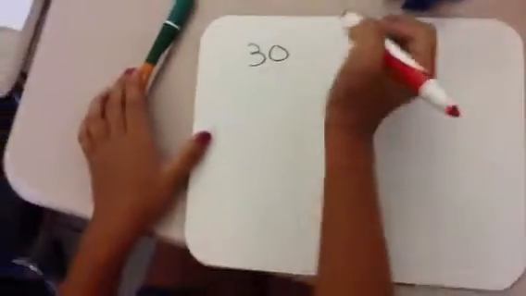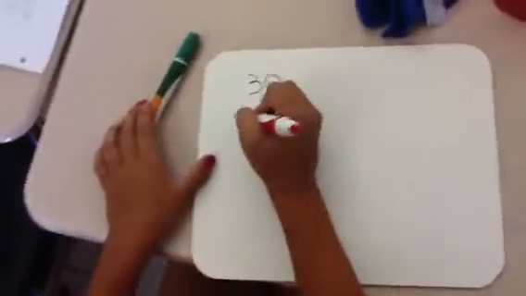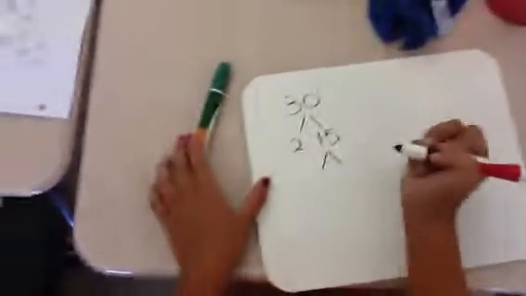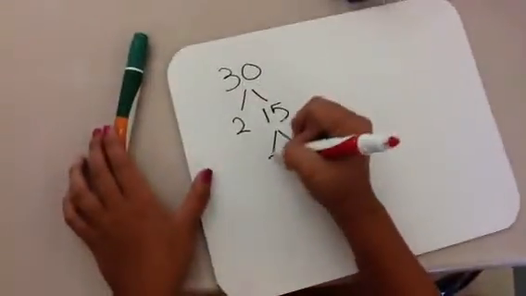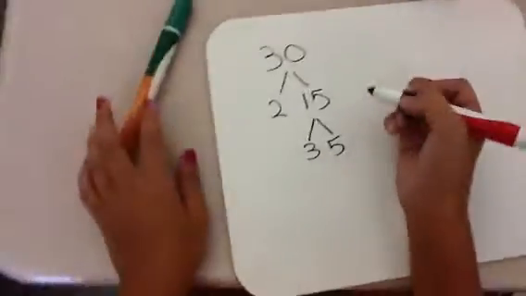Okay. So first, you have 30. Now you split that in half, 2 times 15. And 15 is 3 times 5. Now, first we have to circle 2 and 3 since they're both prime numbers.